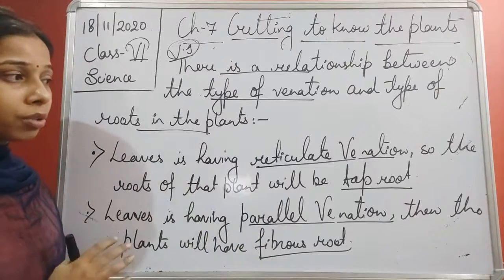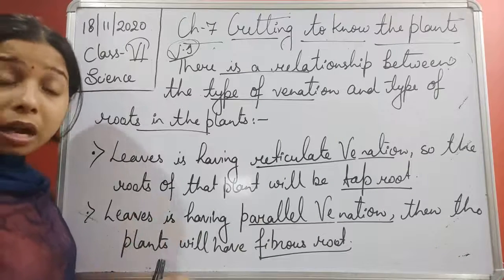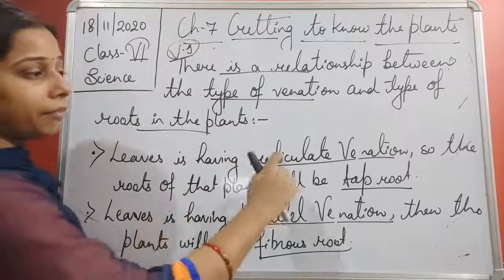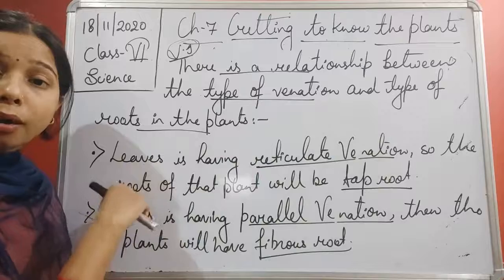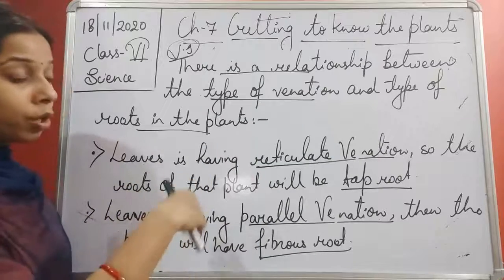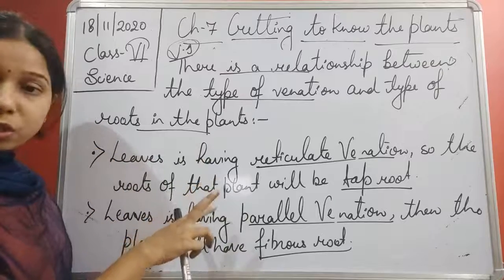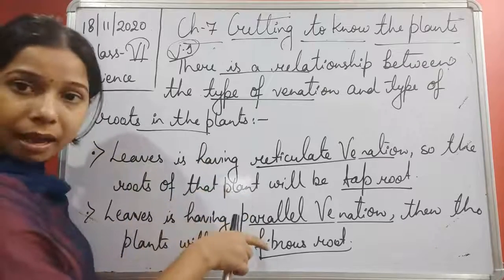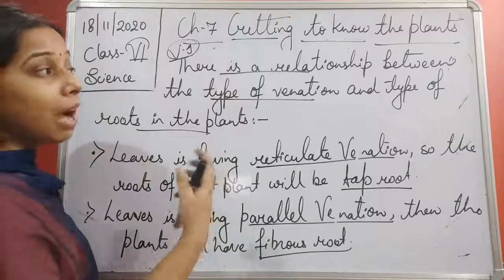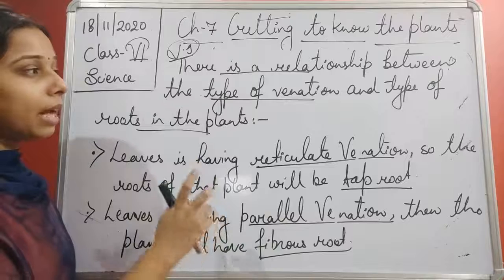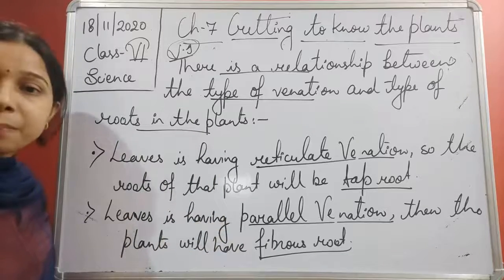only by looking at the leaf, you are able to tell the kind of root. Such a question is asked many times regarding the relationship: if a plant is having reticulate venation, what kind of root it will have, or if a plant is having fibrous root, what kind of venation of the leaf will be there. Such a question will be asked either in fill in the blank, or in one word, or in a 3 marks question, where it will ask about the relationship between the types of venation of the plant and types of roots in the plant.